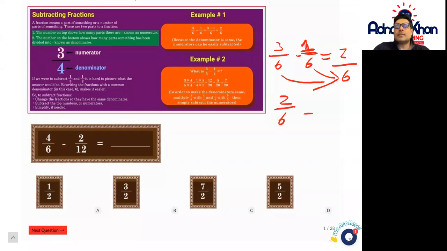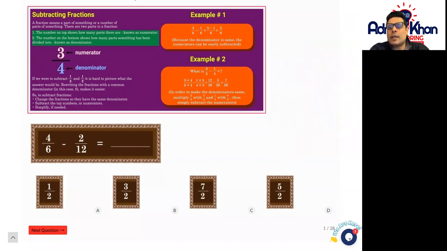Now we just need to simplify this. And when we simplify, we need one number that can divide into 2 and 6. And we never use 1 as our common factor. So which number can divide into 2 and 6? 2 can. So let's simplify this. 2 goes into 2 once, and 2 goes into 6 3 times. So 1 over 3 is going to be our simplified answer for the first example. Because the denominator is the same, it will remain the same. You're just going to subtract the top number, that's all.